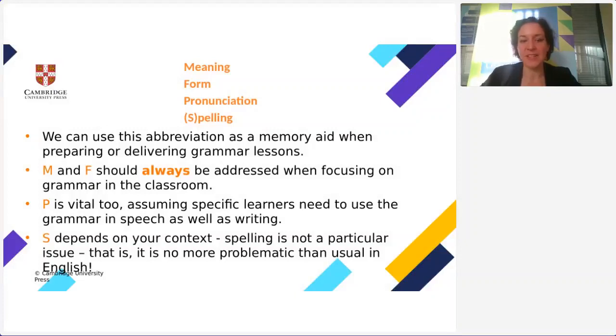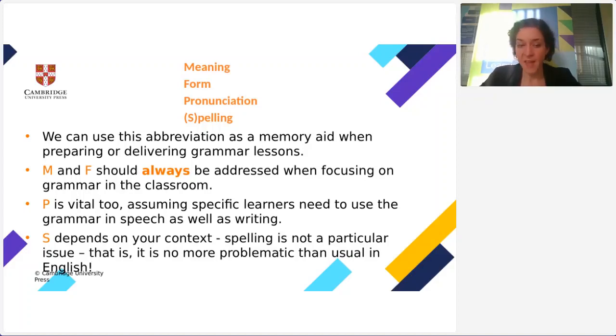So we can use this abbreviation as a memory aid when preparing or delivering grammar lessons. M and F should always be addressed when focusing on grammar in the classroom. P, pronunciation, is vital assuming specific learners need to use the grammar in speech as well as in writing. And S, spelling, depends on your context. Spelling is not a particular issue.